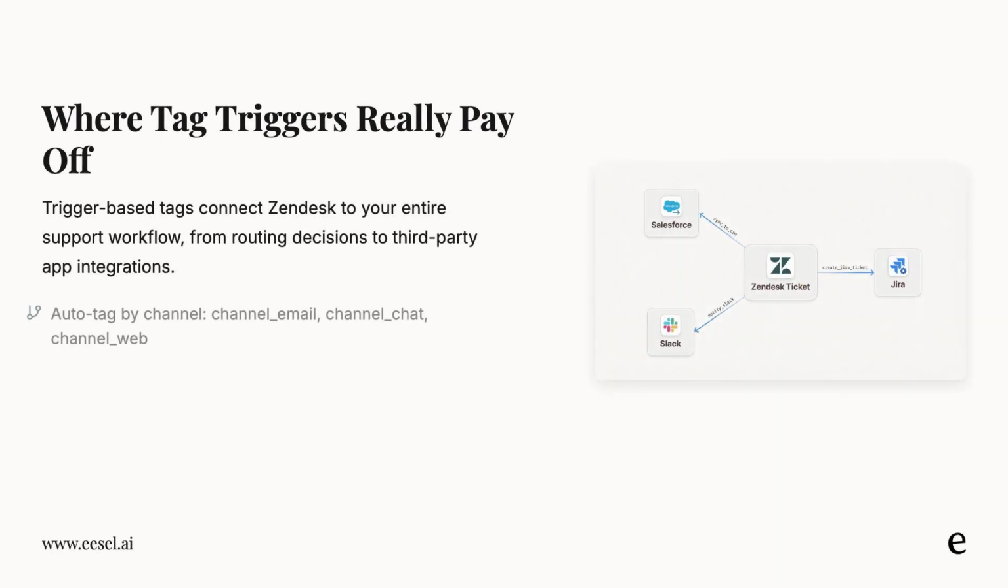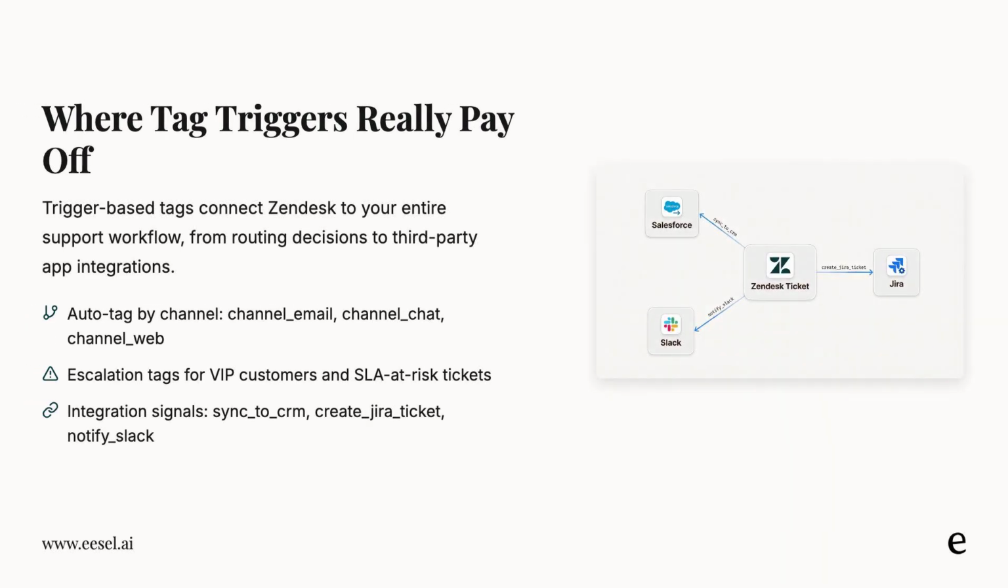Once you understand the mechanics, tag triggers become the connective tissue of your support operation. Teams use them to auto-tag tickets by channel, flag VIP customers for faster routing, mark tickets approaching SLA breach, and send signals to external systems like Salesforce or Jira through integration-specific tags.